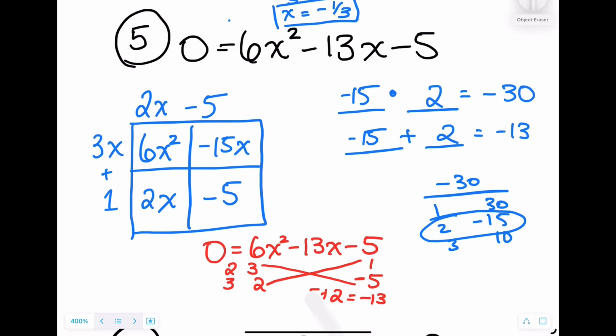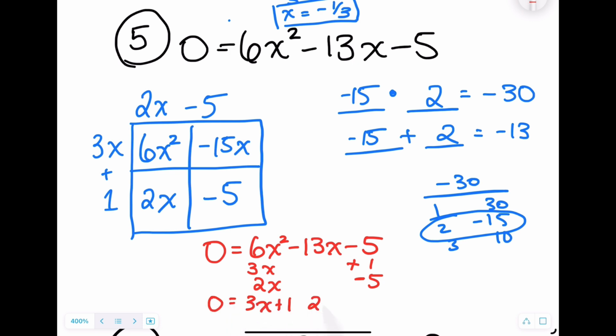So what's different about the butterfly method is once you've found that, you can read your answer across your screen or your paper like this by adding in your coefficients. You read across and you see, okay, so my factors are 3x plus 1 and 2x minus 5.